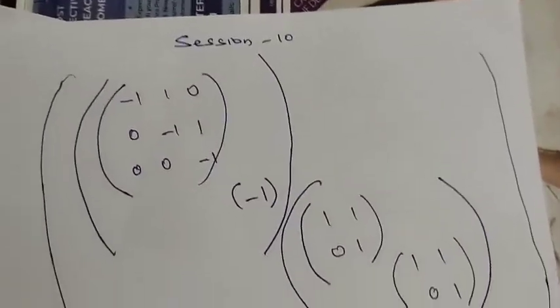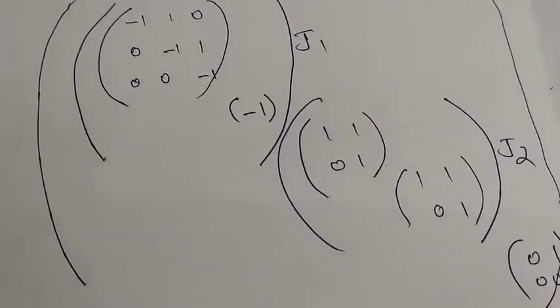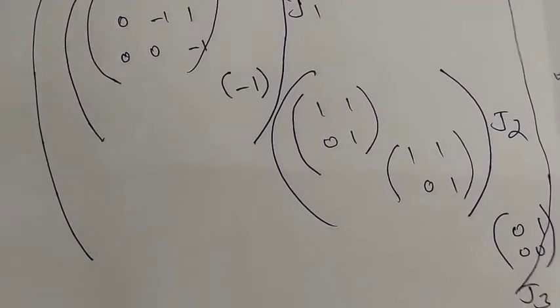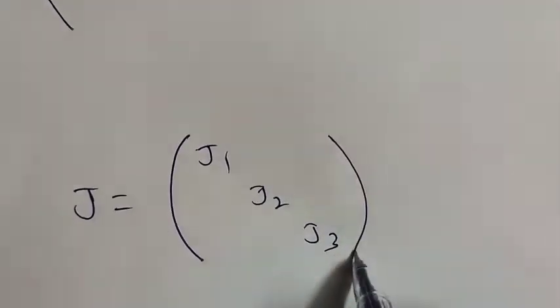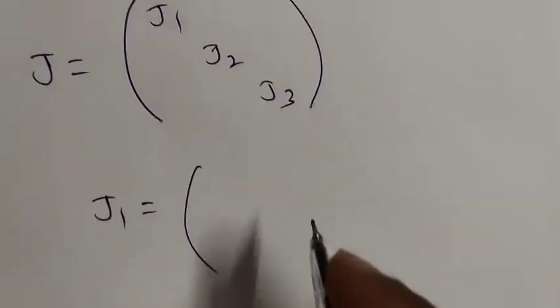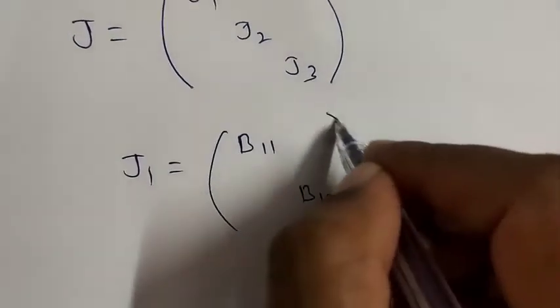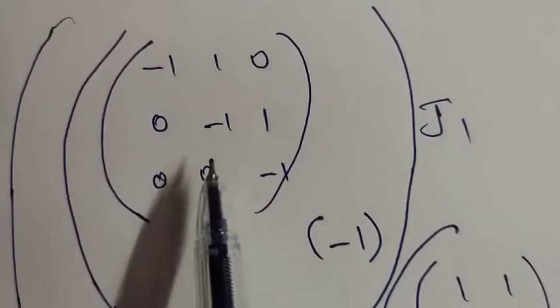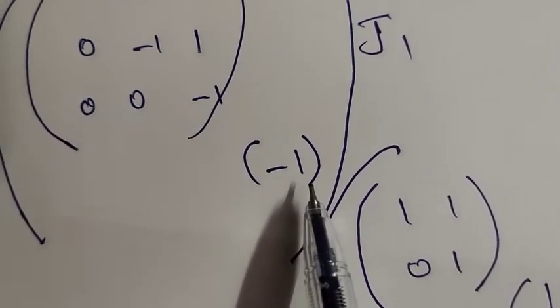Understand now? So this is J1, this is J2, this is J3. Arrange them now: the Jordan matrix J is J1, J2, J3 together. J1 is what? J1 contains 2 blocks, B11 and B12. This is B11 in total, and B12 is simply a 1 cross 1 matrix with entry minus 1.